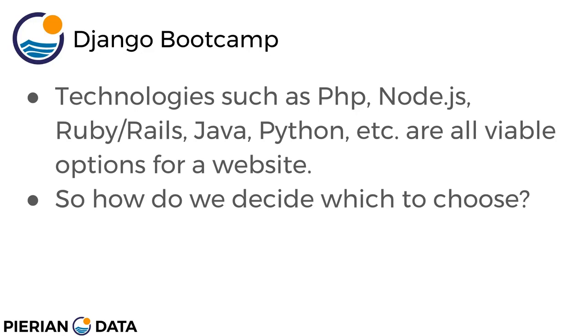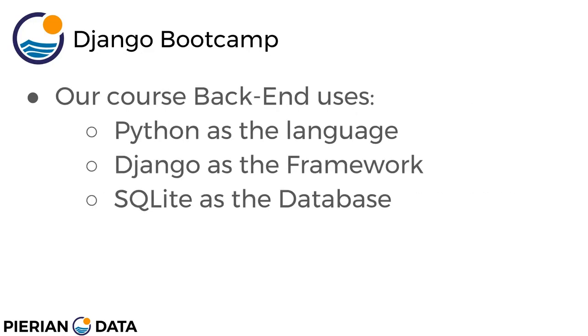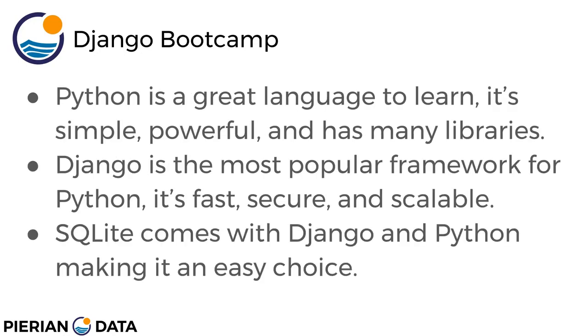So how do we actually decide which option to choose? Well, our course backend uses Python as the language, Django as the framework for Python, and then SQLite as the database. Python is a great language to learn. It's simple, powerful, and already has many libraries for it. So what does that actually mean? Well, it's simple because the actual syntax of programming through Python is based on code readability and clarity, meaning you're going to save yourself a lot of time programming because of how easy Python is to learn and type with.